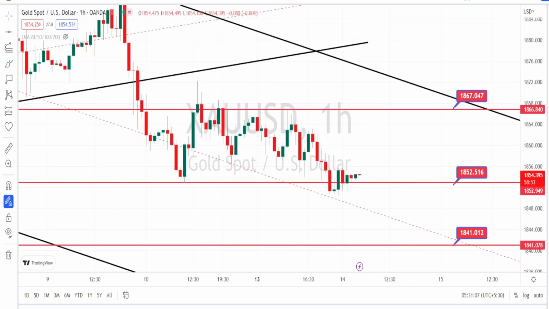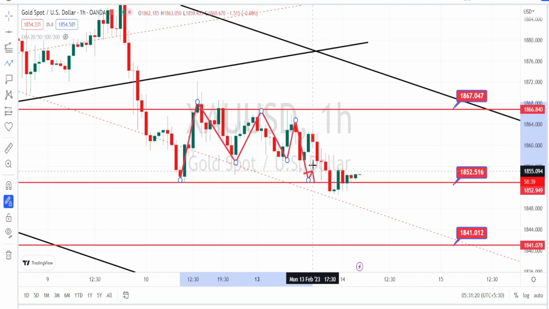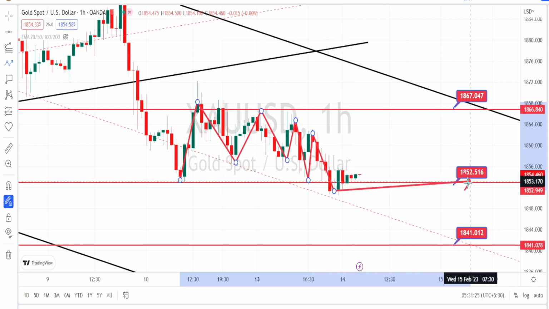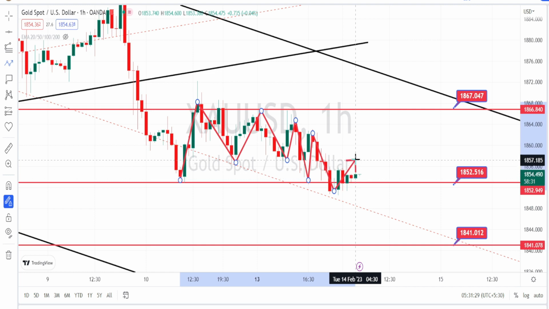When we look at the current trend of the price action in hourly time frame, we can notice that in hourly time frame also the current trend is in a bearish trend. Again, it has taken support around the support level of 1852, and we are noticing a little bit of retracement. It is not a trend reversal.